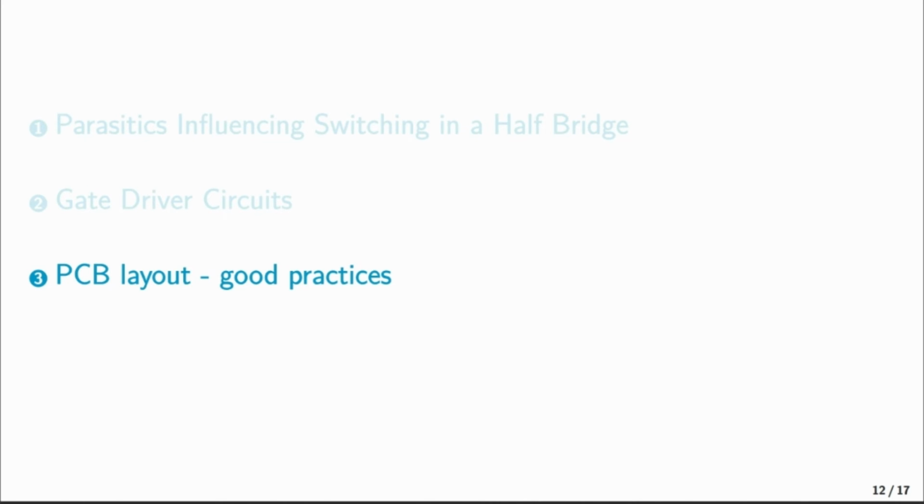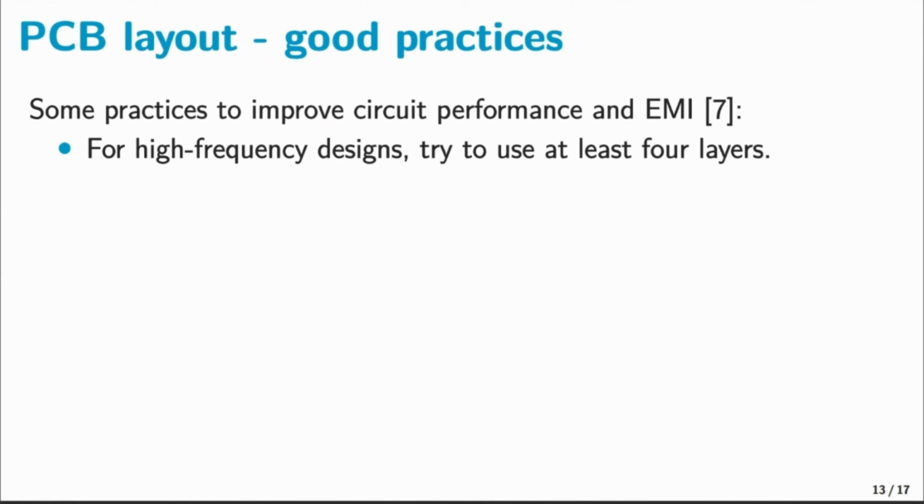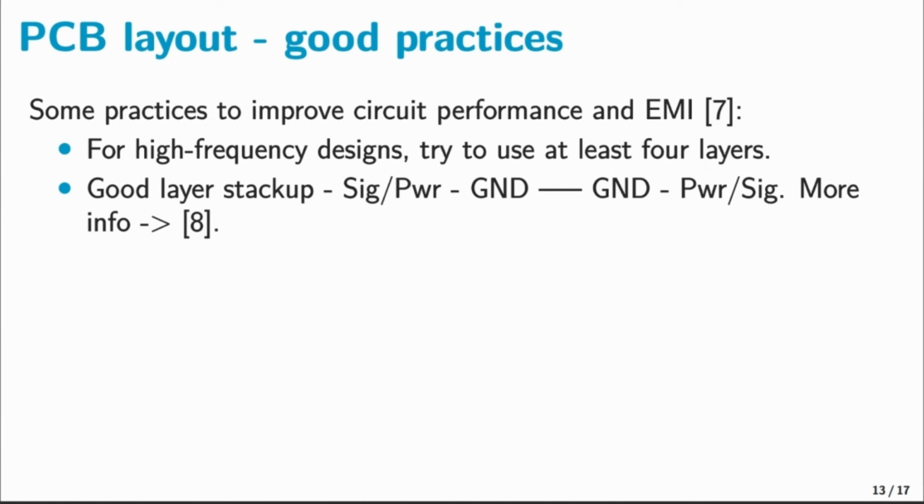Finally, let's discuss some good practices in PCB layout for power converters. For high frequency designs, typically operating in the tens of kilohertz and above, it is advisable to use at least a 4-layer PCB. This allows a solid layer stackup, for example, signal and power traces on layers 1 and 4, and ground planes on layers 2 and 3.